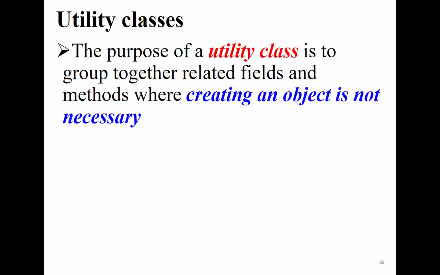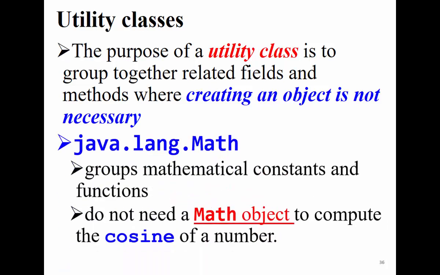Arrays has all the fields needed to manipulate arrays, and also all the methods related to manipulating the array. Okay, we don't need to create an object from this utility class. Again, we discussed this. This is the Math class. We don't need an object to calculate the cosine of a number.